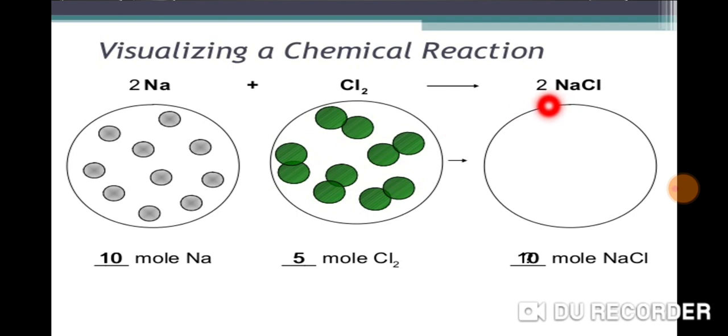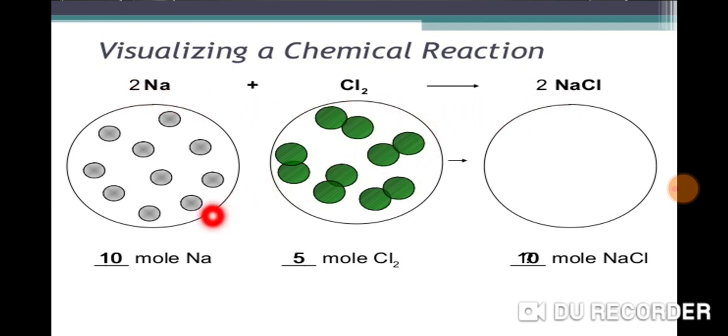After adding these two elements and writing the correct formula, we are going to balance it. Chlorine gas has 2 atoms, so we will add 2 here to make chlorine 2 and sodium 2. We added 2 on both sides.